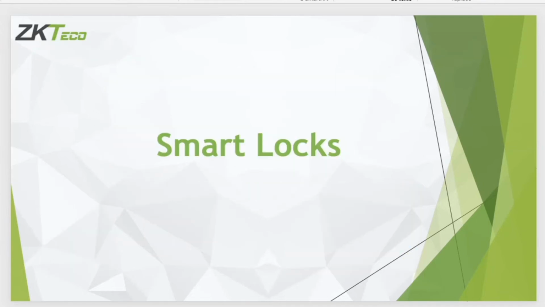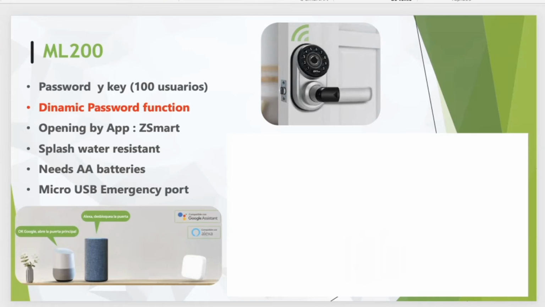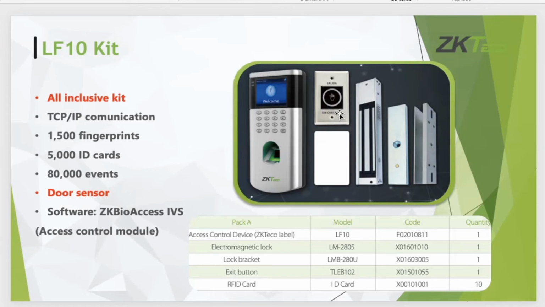Now let's move to another kind of products, which are the smart locks. What is the difference between the smart locks and the access control products? Because many people have this doubt. Because at the end, the smart lock is also used to control one door. So it's the same as, for example, this LF10 kit that also is used to control one door. So what are the main differences between these kinds of applications?